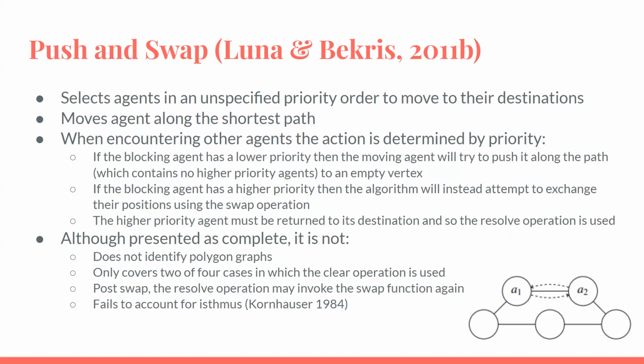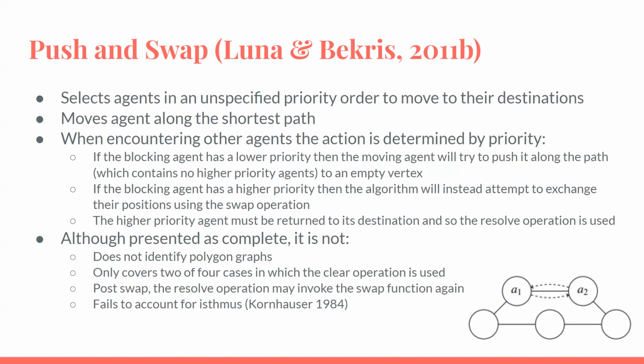Push and swap is really defined by what it does when it encounters other agents. There's a priority status here between the agents. The priority refers to the order in which we're moving them. If the blocking agent has a lower priority than the moving agent, it'll try to push it along the path which contains no higher priority agents. Obviously, you wouldn't be able to push a lower priority agent past a higher priority agent. But the goal is to get it into an empty vertex to get it out of the way so that it can get to its destination.